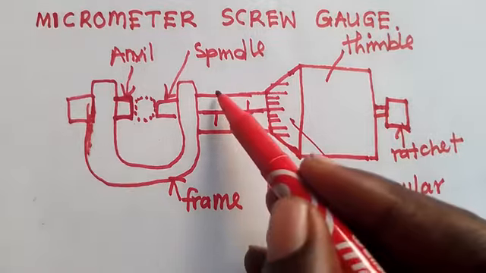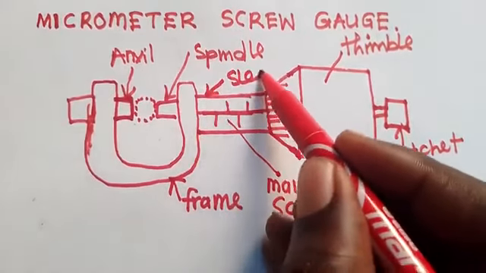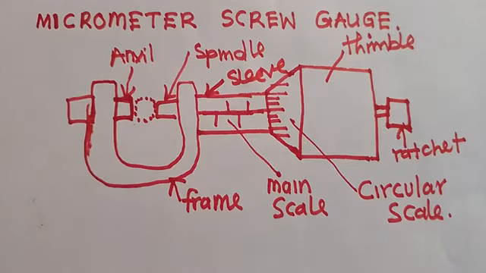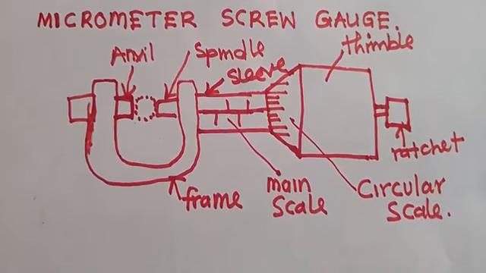Maybe if they tell you this part here, this is called a sleeve. Just a sleeve. So these are some of the things that you need to know and understand, so you understand how a vernier caliper is and how a micrometer screw gauge is.